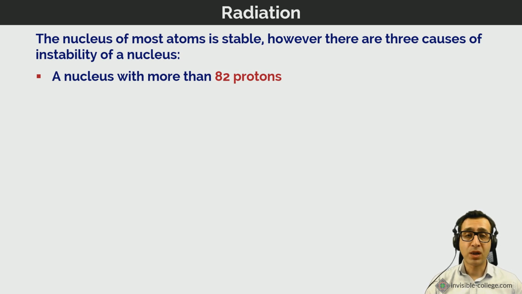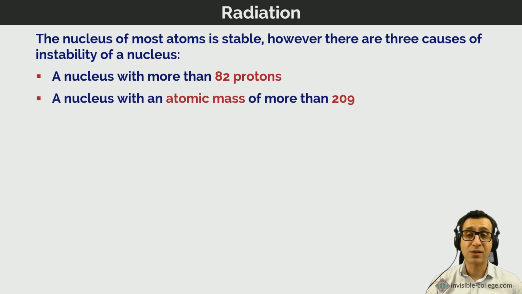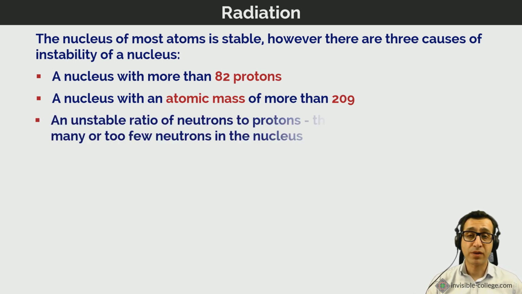Another reason why nuclei can become unstable is an excess atomic mass. So if a nucleus has an atomic mass of greater than 209 units, typically this will cause it to be unstable as well. Now, the third reason why a nucleus might be unstable is because of an unstable ratio of neutrons to protons in that nucleus. This can be caused by either too many or too few neutrons in the nucleus.